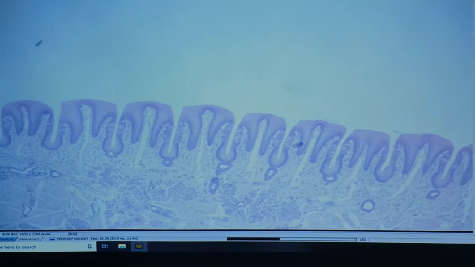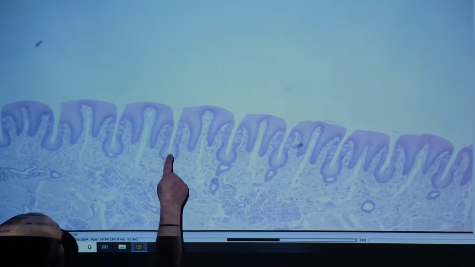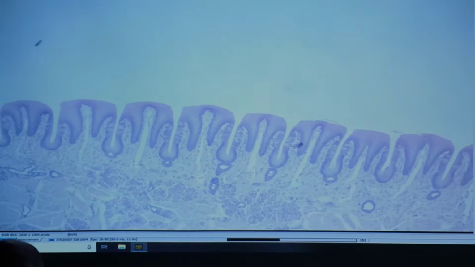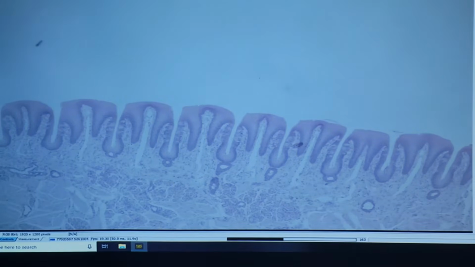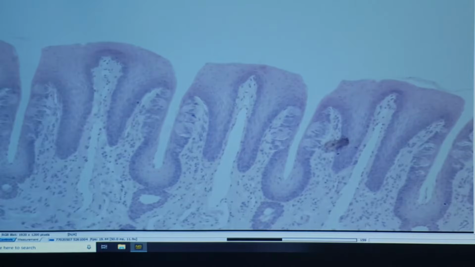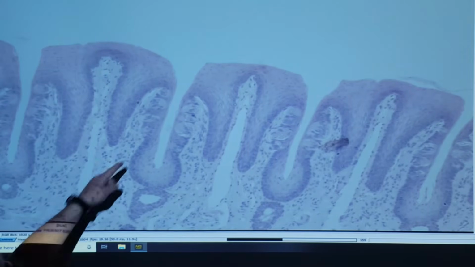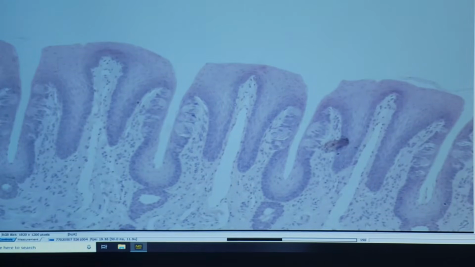Here's another perfectly decent view of the human tongue. Notice these papillae right here, and then on the sides, these taste buds, which aren't stained that great in this particular slide, but you can still see them. Let's jump up in magnification. Very nice view right here. So again, name the organ, tongue. What are these structures here and here? Taste buds.